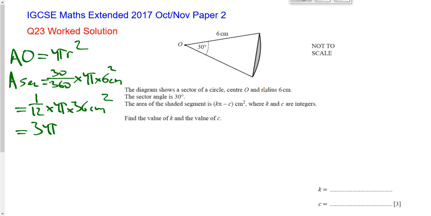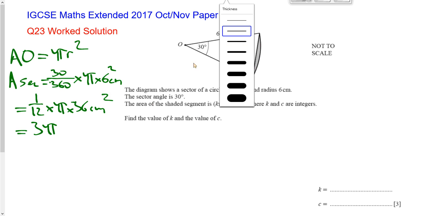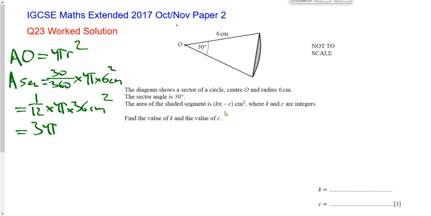Now I'm thinking, what other information do I know? Well, what I can do is figure out the area of this shaded region by taking away the area of this triangle. I remember another formula we're given to find the area of a triangle where we don't have the perpendicular height. What we do need is two of the sides and the angle between them. That's the sine rule for area of a triangle. Because this is a radius, I know that this side is also 6 centimetres.